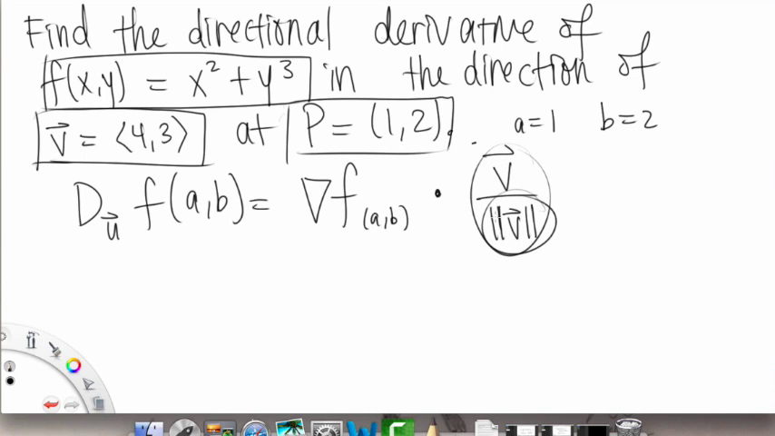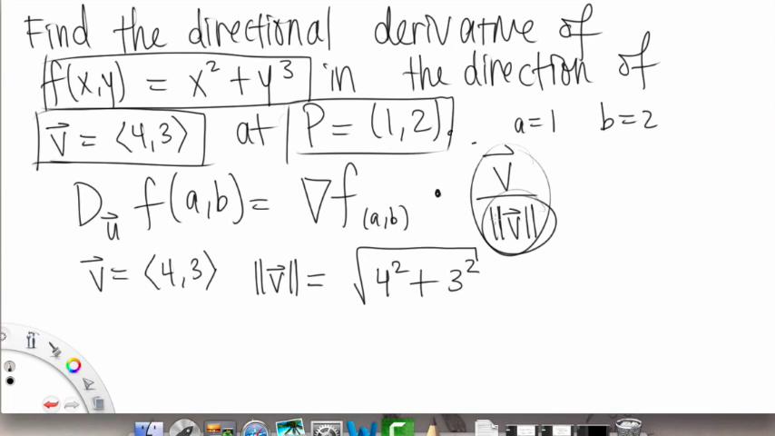So first of all, let's find the magnitude of v. We have that v, our direction vector, is 4, 3. To find the magnitude, we square the components separately, add them together, and then stick a square root sign over them. So this is going to be 16 plus 9, and that would be the square root of 25, which is 5. We're going to keep that in storage for later.